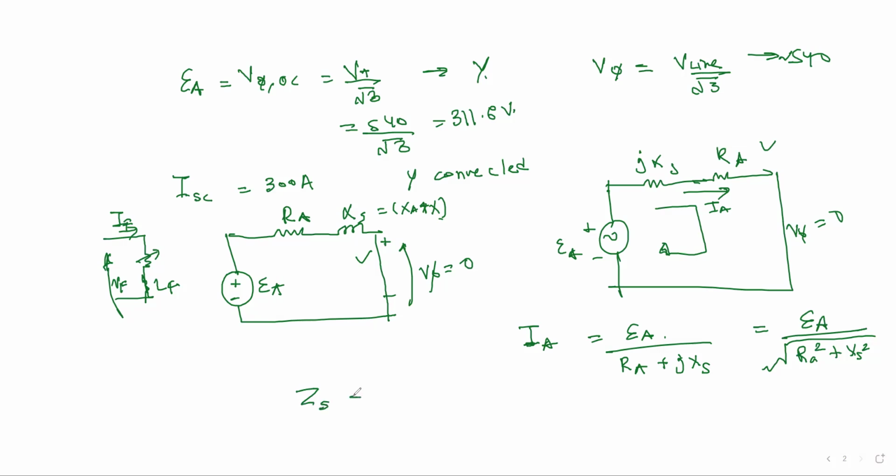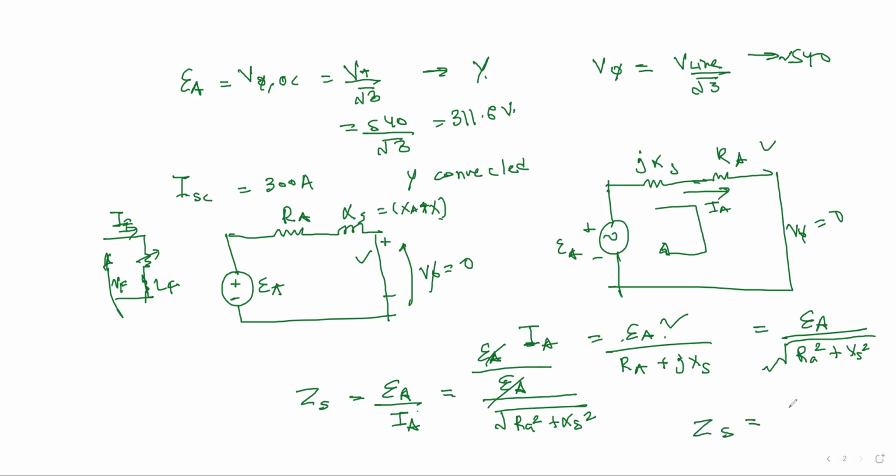Now if you want the impedance, impedance would be equal to Ea by Ia, correct? Ia value, in magnitude terms, is Ea divided by the square root of Ra square plus Xs square. If you divide Ea by this, you get the Zs value, so Zs would be equal to the square root of Ra square plus Xs square, which equals Ea by Ia.